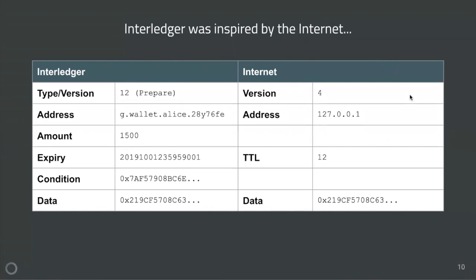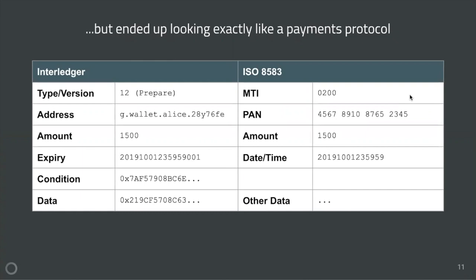I point that out merely to indicate the coincidence. What's interesting is that Interledger has actually ended up looking more like a payments protocol than the internet protocol. It has more commonality with a protocol called ISO 8583, which is the backbone of all card payments globally, than it does with IP. Here are the field comparisons in terms of addressing the messages. But fundamentally, I think the amount field is the one that really stands out for me: Interledger is a message carrying an amount.